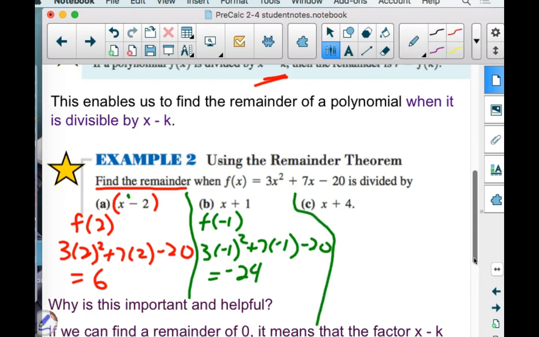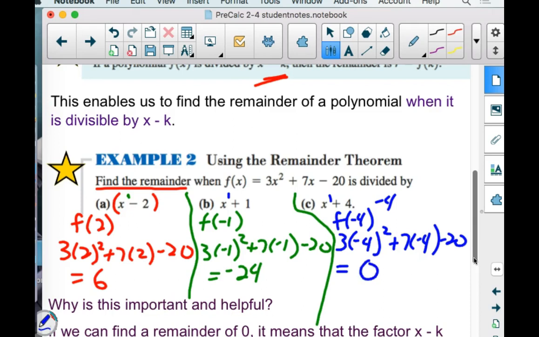And then the last one, x plus 4, again, we're talking about first degree in that x minus k format. The 0 would be negative 4. So we would have, I should write f of negative 4 first, 3 times negative 4 squared plus 7 times negative 4 minus 20. Negative 4 squared is 16, so we'd have 3 times 16, which is 48. 7 times negative 4 is negative 28, so that's 20, and 20 minus 20 is 0.